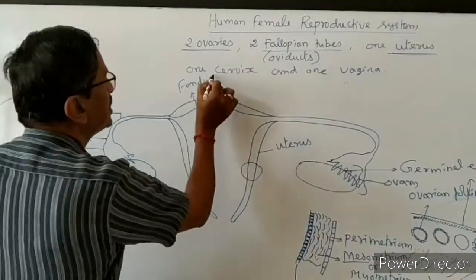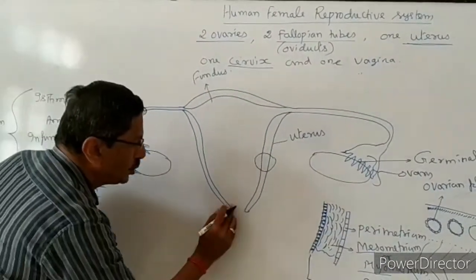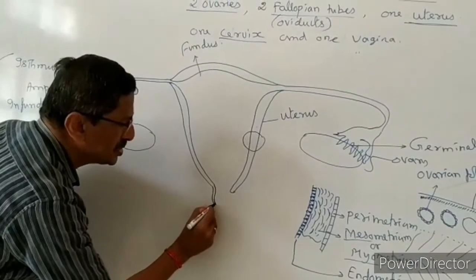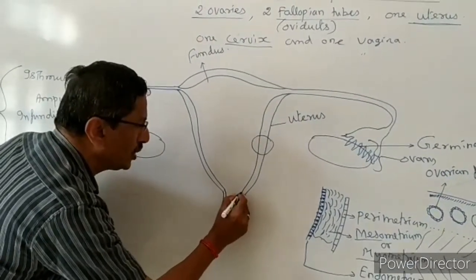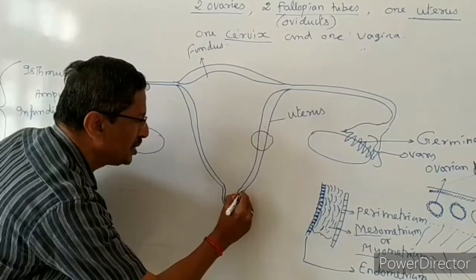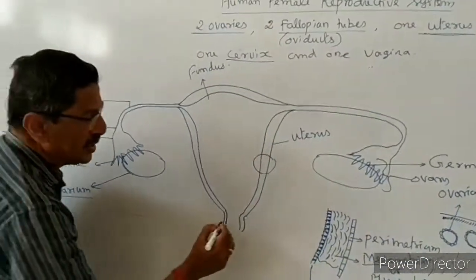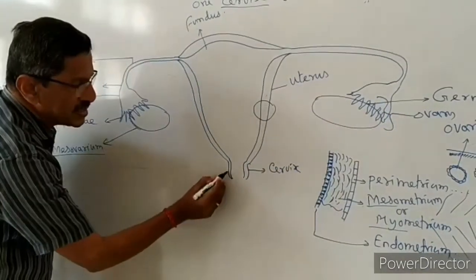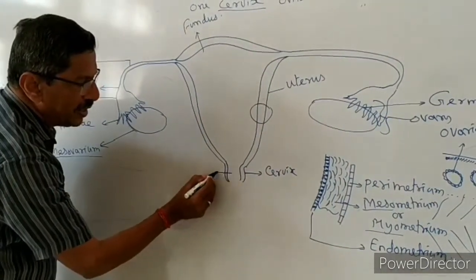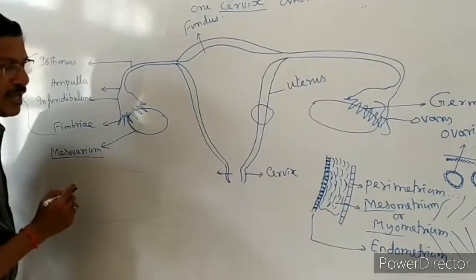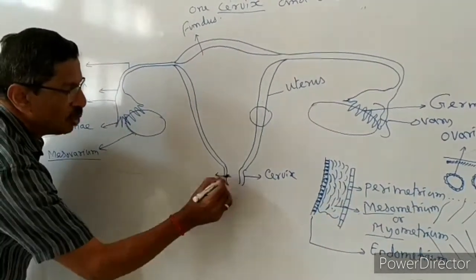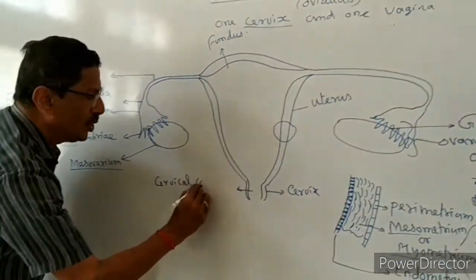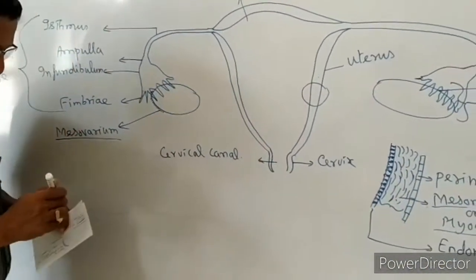Now we are coming to the cervix. Below the uterus there is a valve. A small region is present. It is actually a valve. This region is called the cervix. Now inside the cervix we can find a small, narrow cavity. This narrow cavity is called the cervical canal.